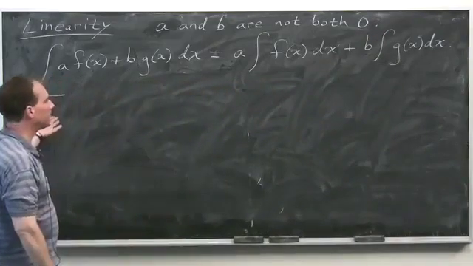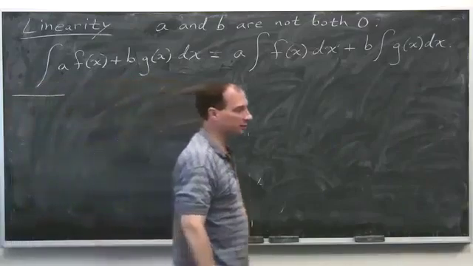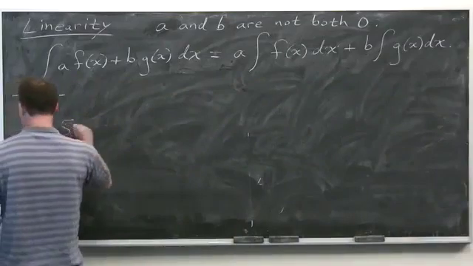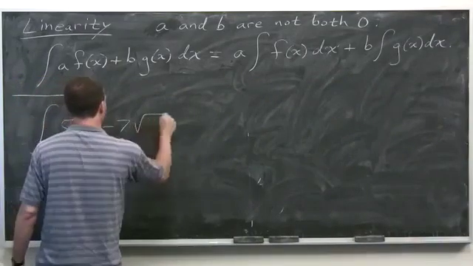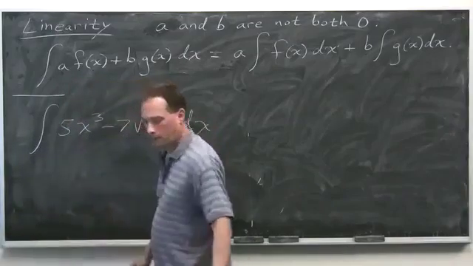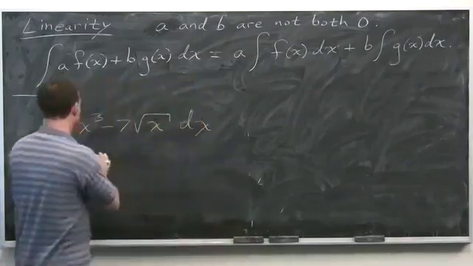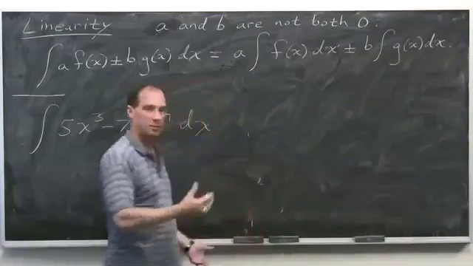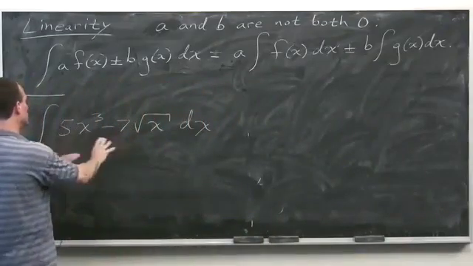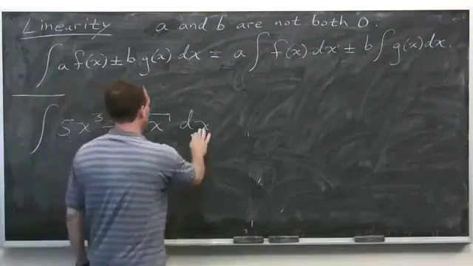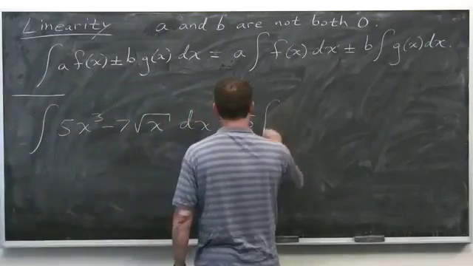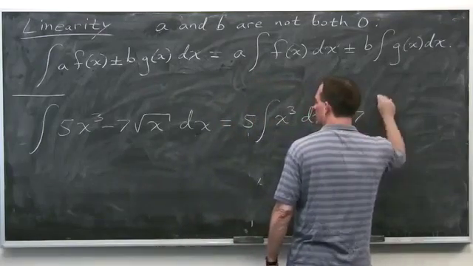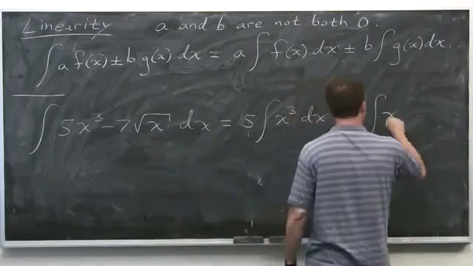So, how do you use this? Well, let's anti-differentiate something like 5x cubed minus 7 times the square root of x. You split up the sums and differences. This could have been a plus or minus because b could be a positive or negative number. You pull out the constants, and you get that this should be the same as 5 times the general antiderivative of x cubed minus 7 times an antiderivative of the square root of x, that's the same as x to the 1/2.